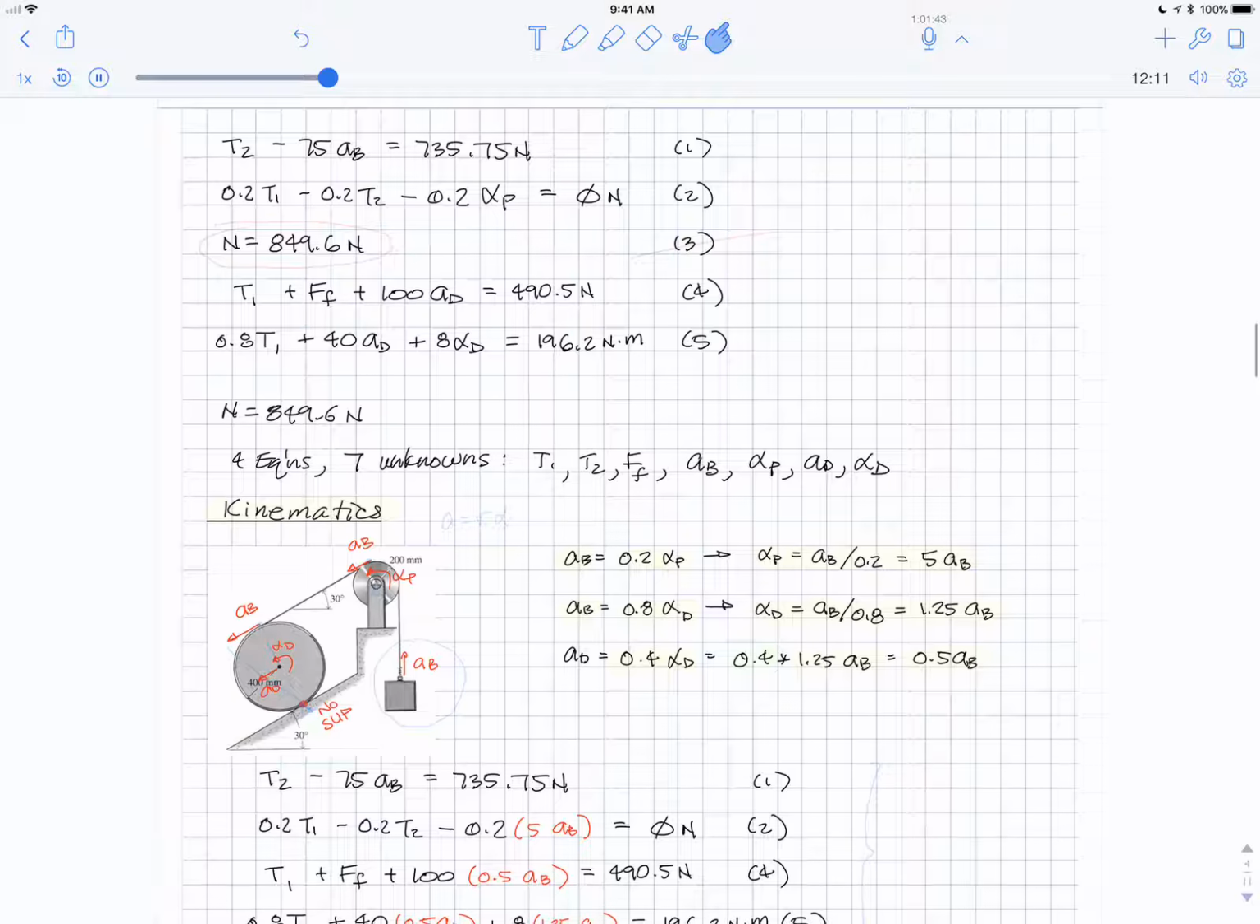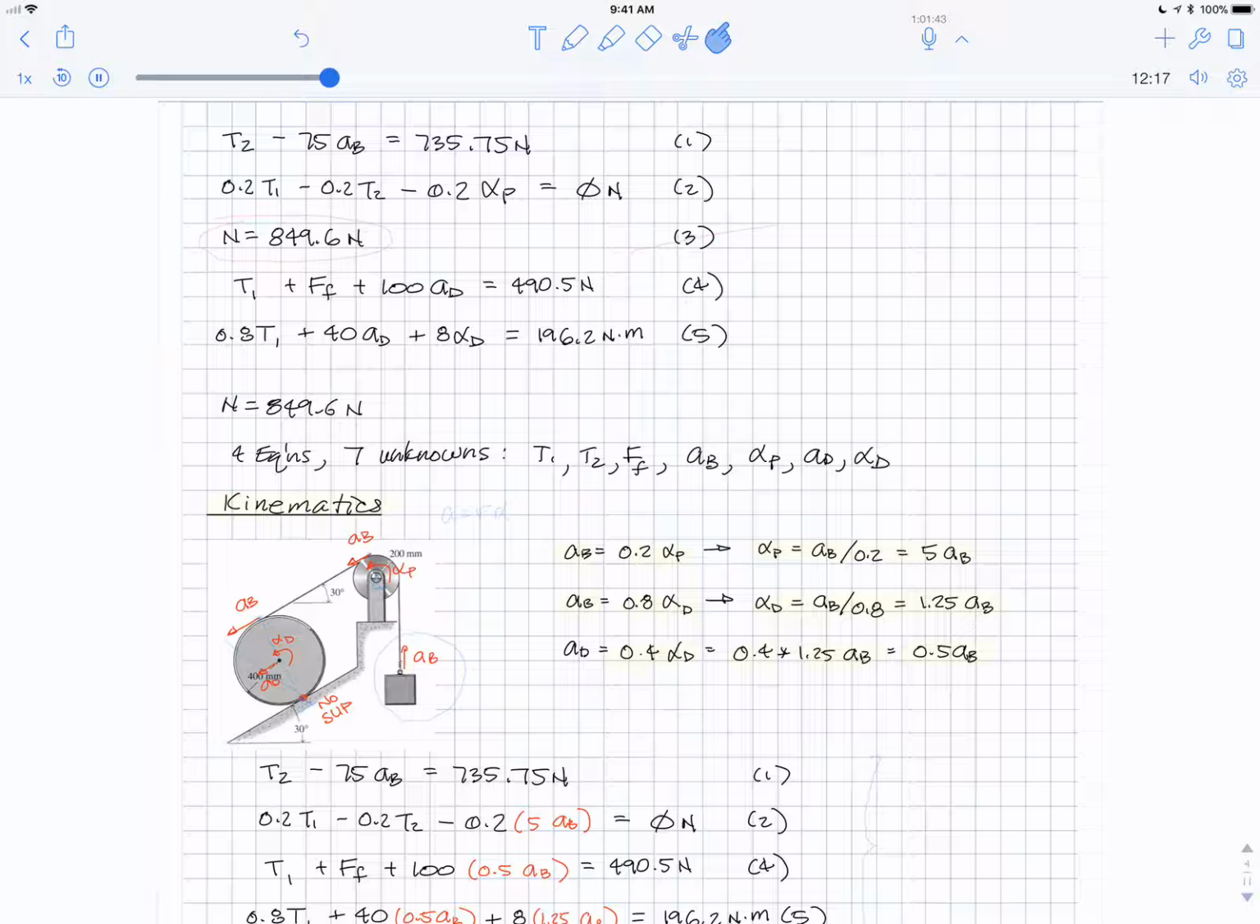Okay, so let's continue. I rewrote the 5 equations there with the numbers put in for I and m. So we have 5 equations, but this one is done already, so we don't need that equation. We know that the normal force is 850 newtons. So really, we have 4 equations, and then if you count the unknowns, there's T1, T2, that friction force, and then 4 acceleration type things: acceleration of the block, alpha of the pulley, acceleration of the disc, and alpha of the disc.